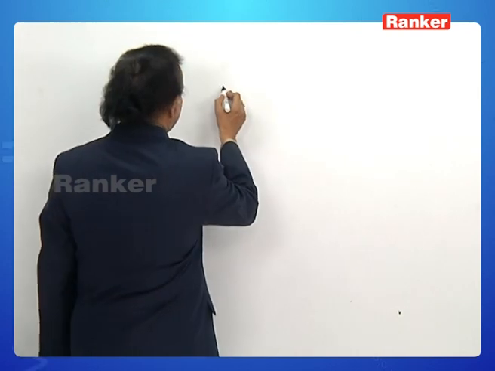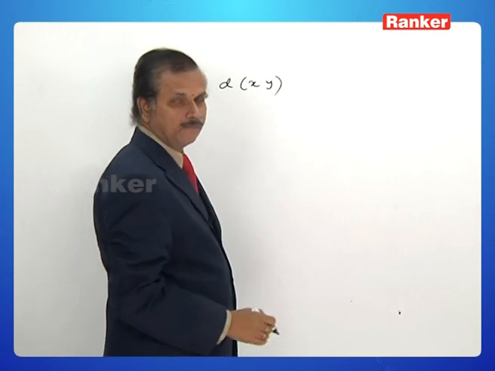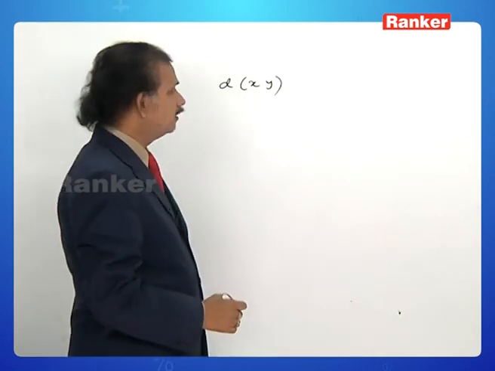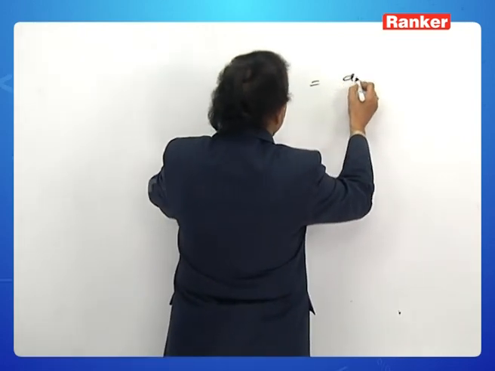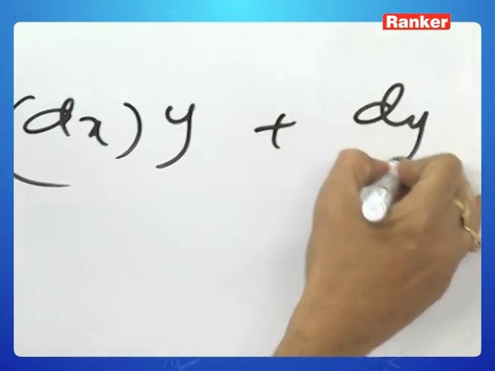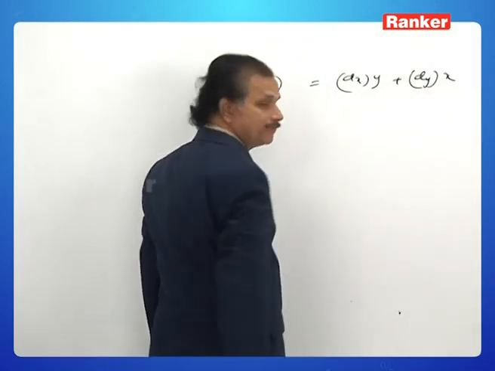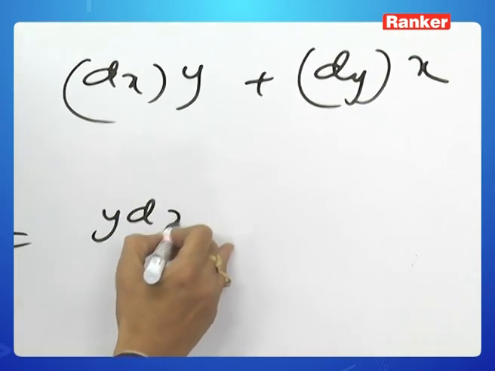Look here. What do you mean by d of xy? Derivative of that. Use the product rule: u derivative of v dx, plus v derivative of u. This can be taken as y dx plus x dy.